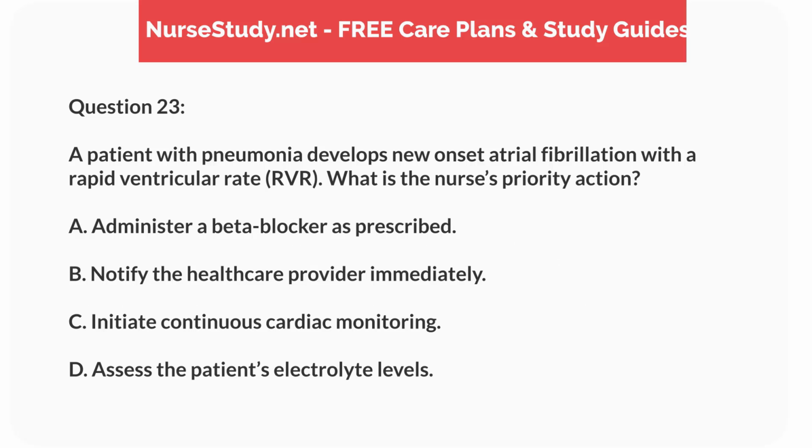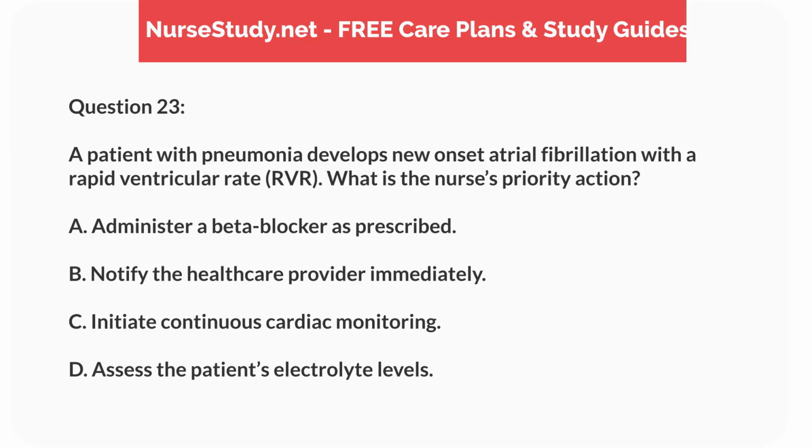Question 23. A patient with pneumonia develops new onset atrial fibrillation with a rapid ventricular rate, RVR. What is the nurse's priority action? A. Administer a beta blocker as prescribed. B. Notify the healthcare provider immediately.